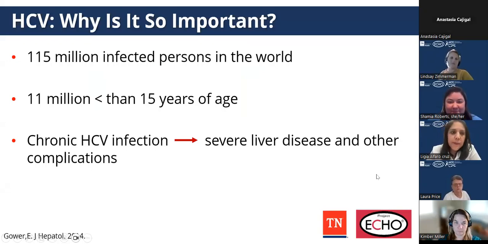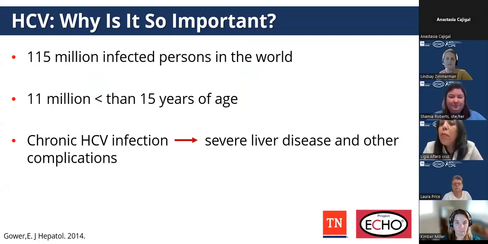So we've talked about why Hep C is so important and why we are including pediatrics in our ECHO platform, right? We know that at least 115 million people in the world are infected with Hep C, and of those, about 11 million are less than 15 years of age. And we know that if we don't treat it, chronic Hep C infection can lead to very severe liver disease and other complications that can increase the mortality and morbidity of the patients.